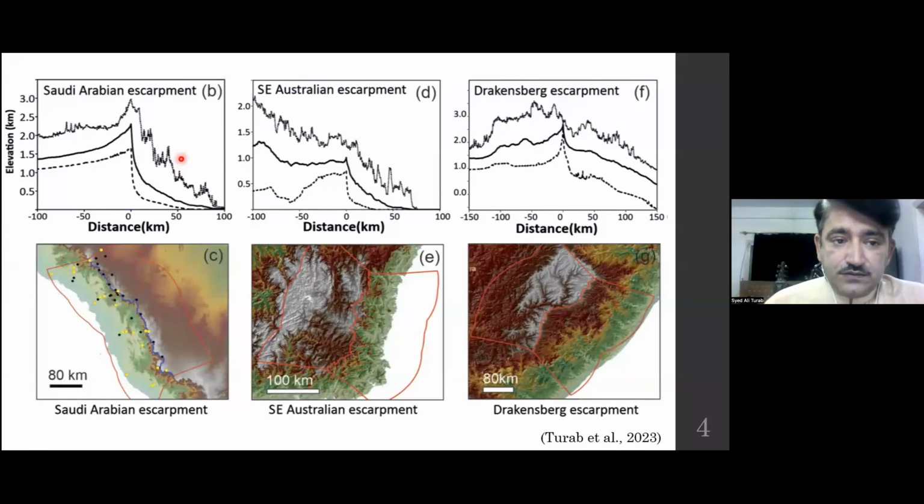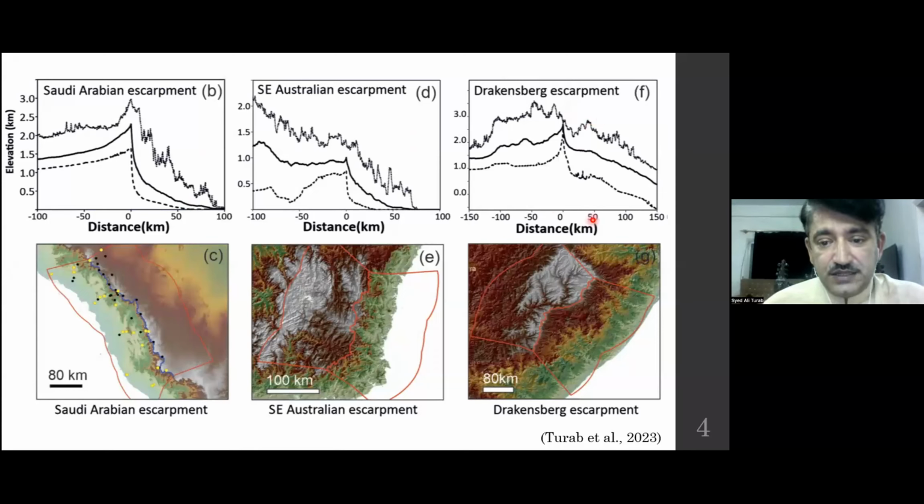This figure shows the swath profiles constructed along the Saudi Arabian escarpment region. You can see that the Saudi Arabian escarpment shows spectacular morphological characteristics that are more prominent than those of the well-known southeastern escarpment of Australia and the Drakensberg escarpment of South Africa.